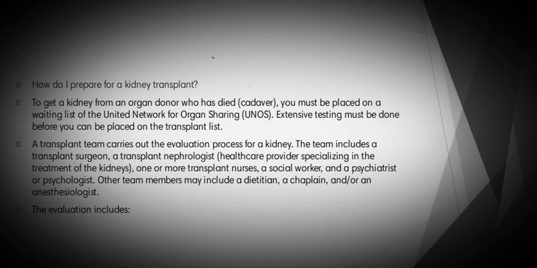How do I prepare for the kidney transplant? To get a kidney from an organ donor who has died, you must be placed on the waiting list for the United Network for Organ Sharing (UNOS). Extensive testing must be done before you can be placed on the transplantation list. A transplant team carries out the evaluation process for a kidney. The team includes a transplant surgeon, a transplant nephrologist, and one or more transplant nurses, a social worker, and a psychiatrist or psychologist. Other team members may include the dietitian, chaplain, and anesthesiologist.